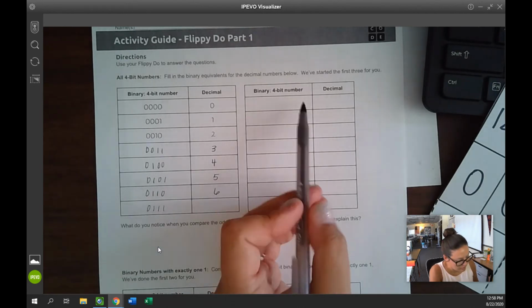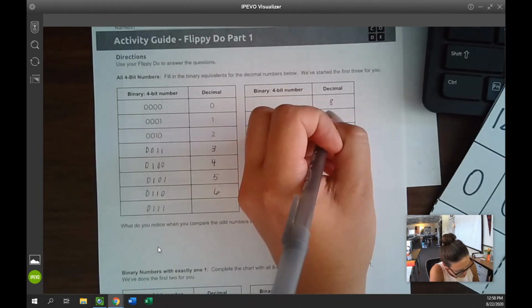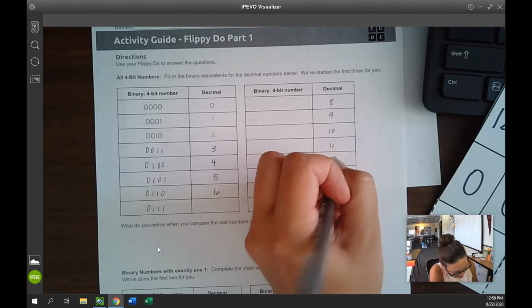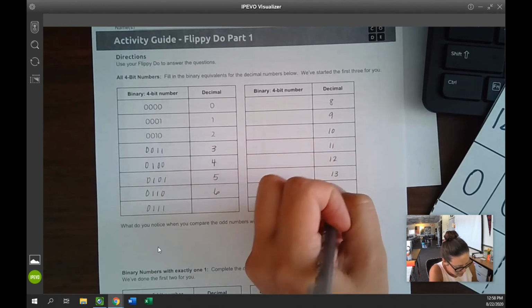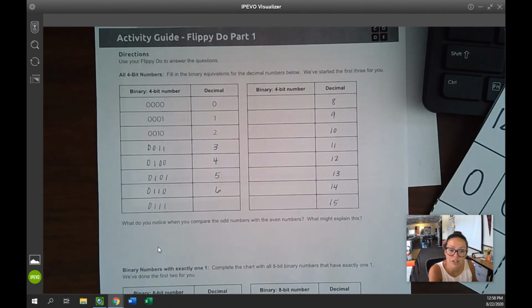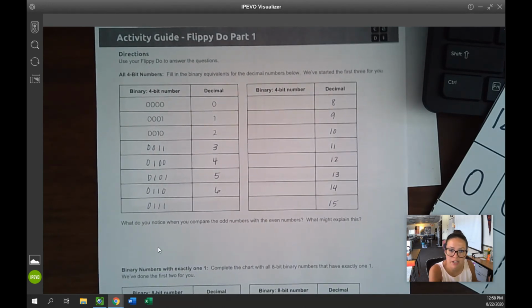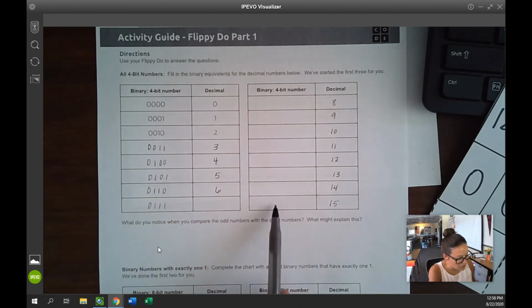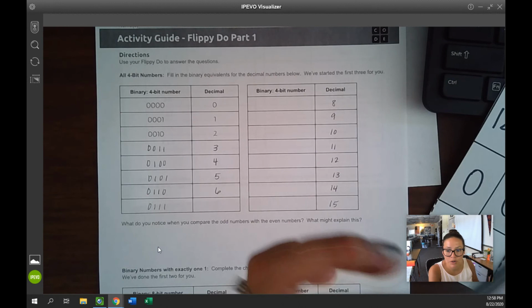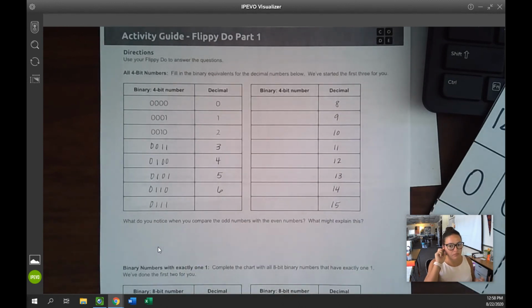Okay, I want you to pause the video and try to fill in the rest of this table on your own. So pause the video and use your Flippy-Do. You could look at the pattern of what's happening. How are the numbers being built? I want you to try to come up with what are all of our numbers in binary from 8 to 15.